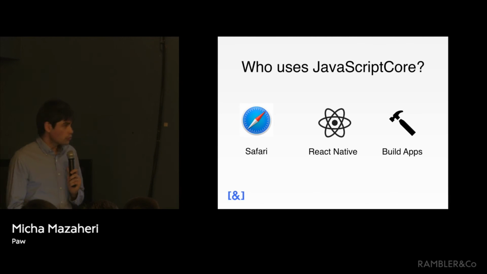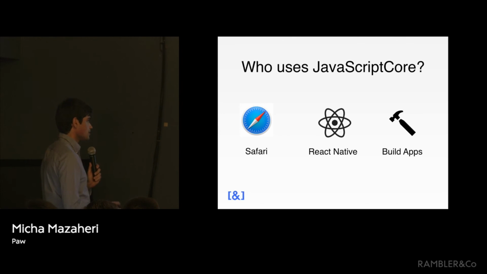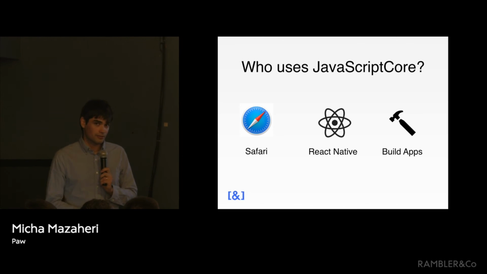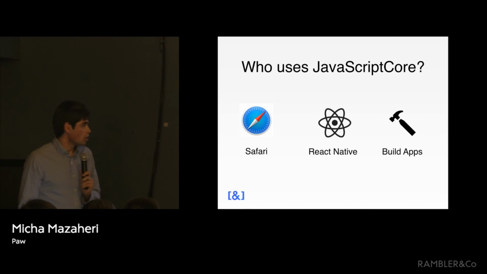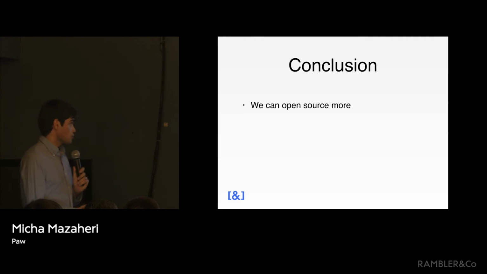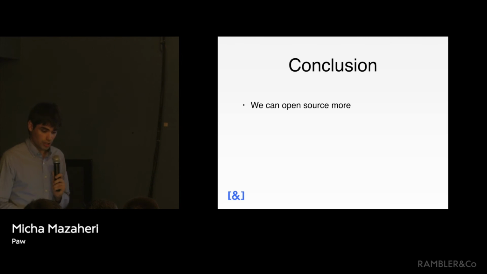So who uses JavaScriptCore? Obviously Safari and apps like us, but also a framework, React Native. React Native doesn't use web views at all, but instead uses JavaScriptCore as pure JS. So why would you use JavaScriptCore in your apps? In the end, it's actually pretty cool. You can open source a lot of your code, make it public.